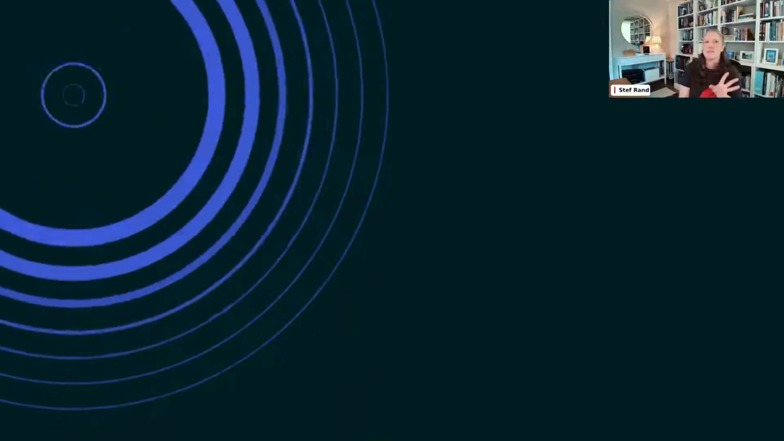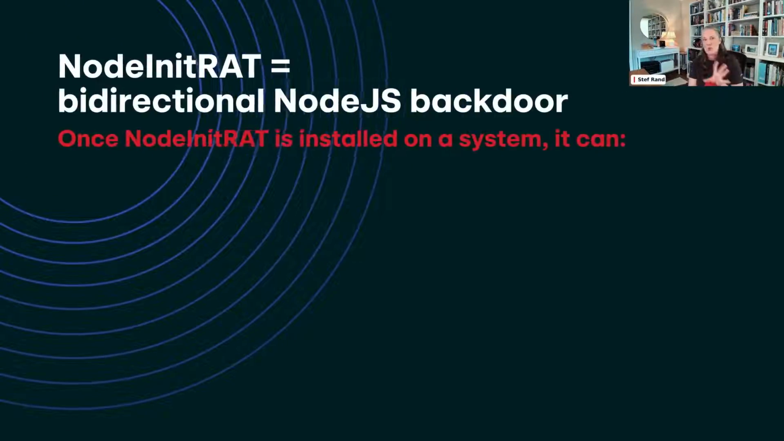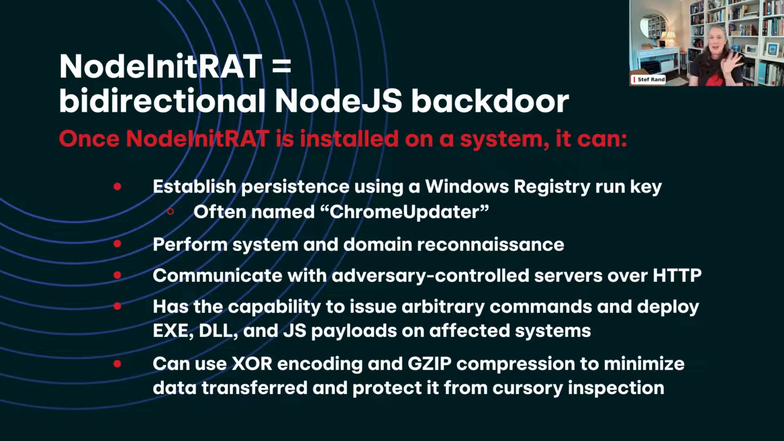And then what it'll do is it will pass in the NodeInitRAT code via the command line. And that's how the backdoor executes. I really want to emphasize that it's a bidirectional Node.js backdoor. It can execute arbitrary code, and it can communicate with adversary-controlled servers over HTTP.